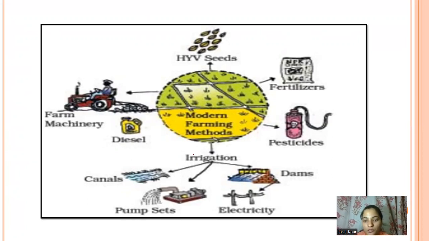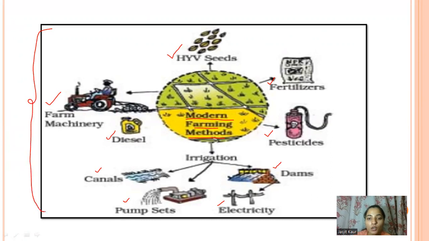Okay. So now observe these images and tell me what different things you are able to observe in this particular picture. What different things are being shown here? Yes, very good. So here basically the modern farming methods are being shown. In modern farming methods, we use HYV seeds, fertilizers, pesticides, dams, electricity, pump sets, canals, diesel and farm machinery. So these are the different things that are being used in the modern farming method. So this picture is basically about the modern farming methods.